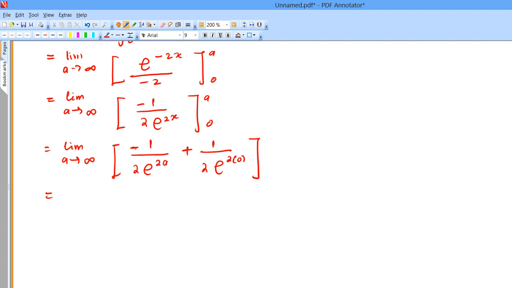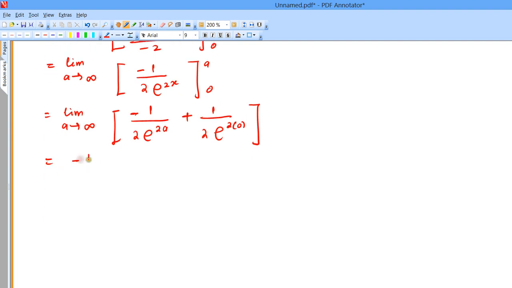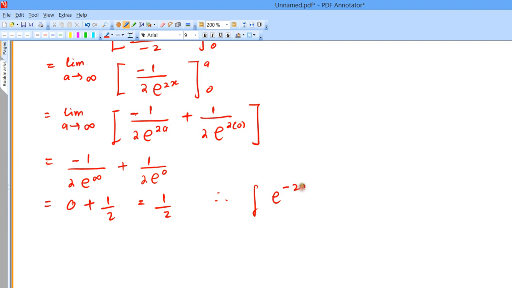Then we substitute a equal to infinity. So negative 1 over 2 e to the power of infinity plus 1 over 2 e to the power of 0. Okay, e to the power of infinity is equal to infinity, so 1 over infinity is equal to 0. Plus e to the power of 0 equals 1, so plus 1 over 2, which equals 1 over 2. So we can make a conclusion here: the integral of e to the power of negative 2x dx from 0 to infinity converges.